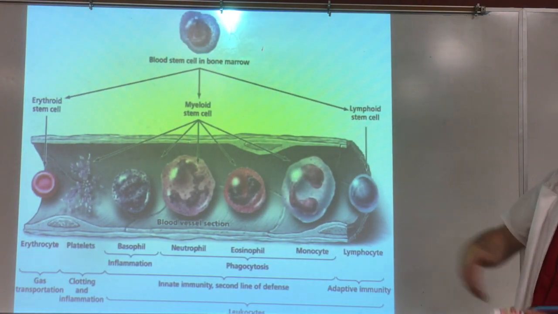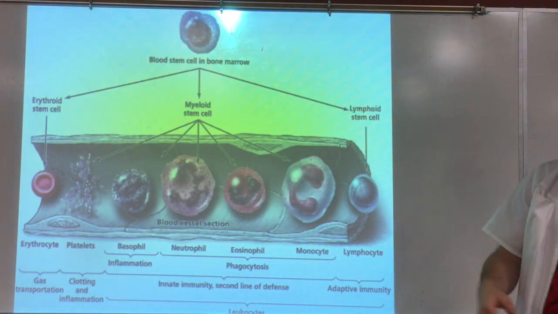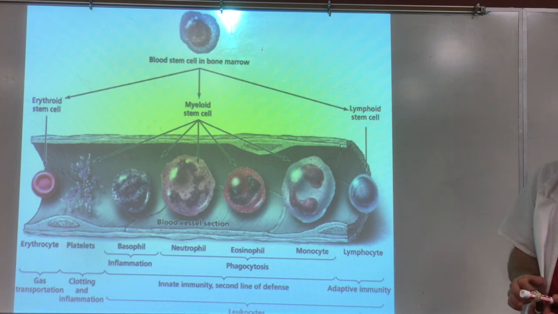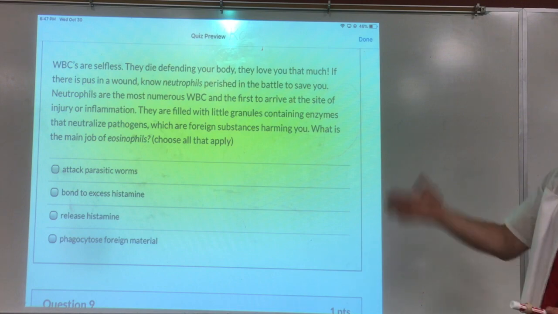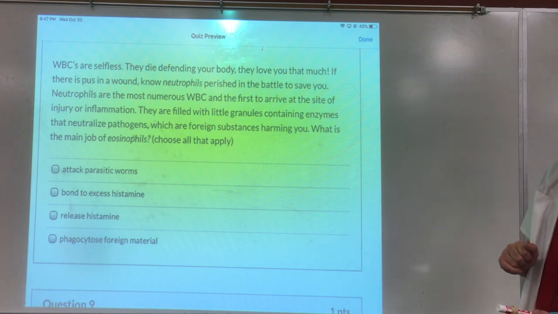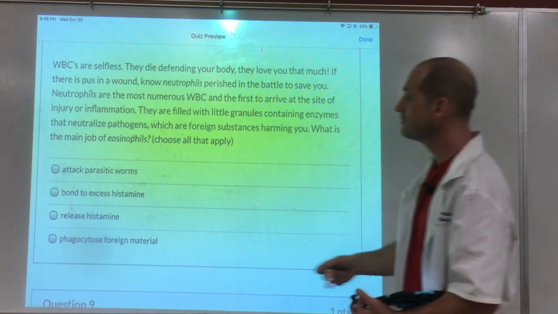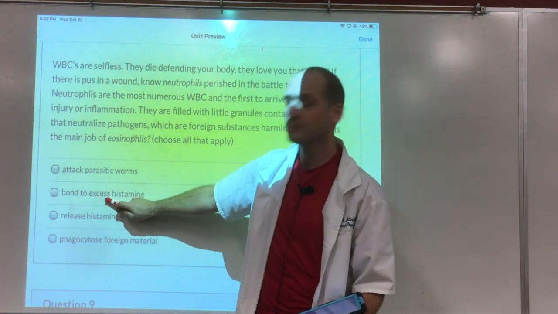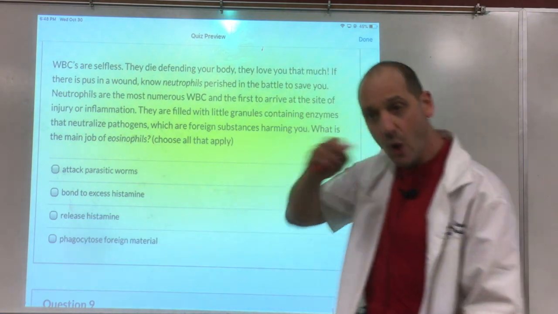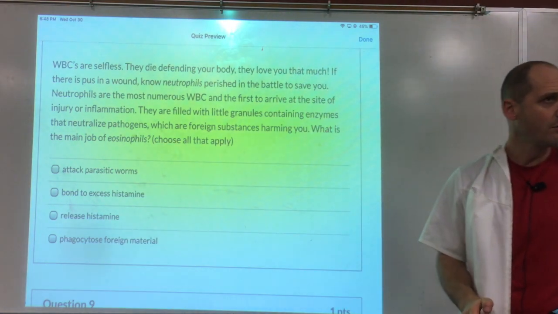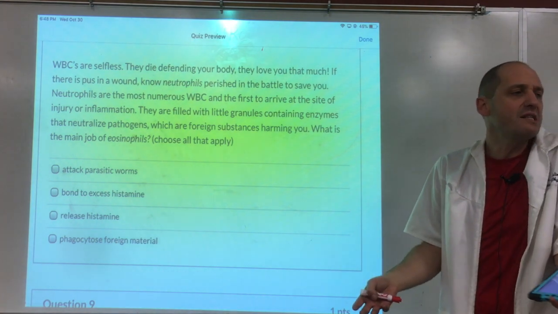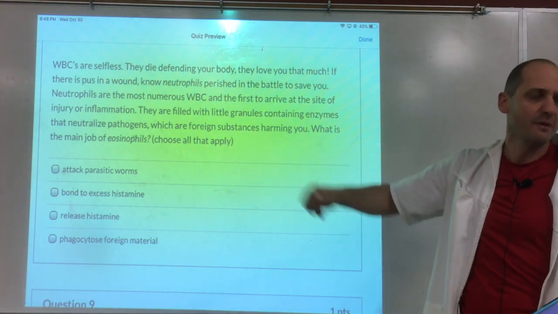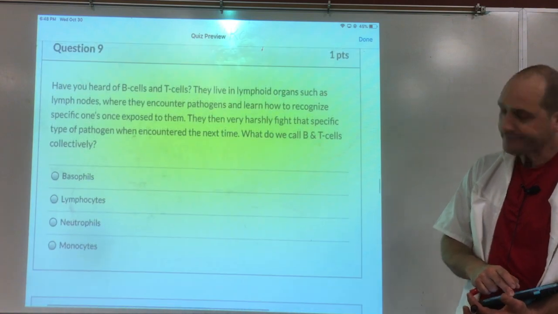I know. And there they are, those beautiful things. So let's see, back to this. Eosinophils. Which ones? Parasites. Good. So you want these bullet points with these things, because ultimately you learn more detail, but it goes back to what you want to remember.